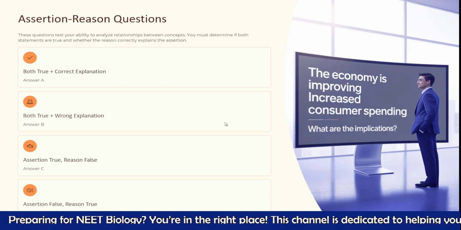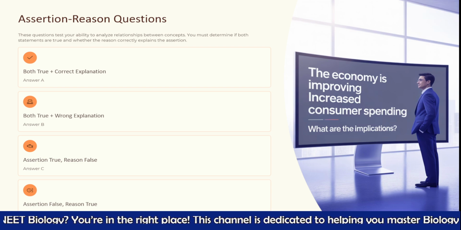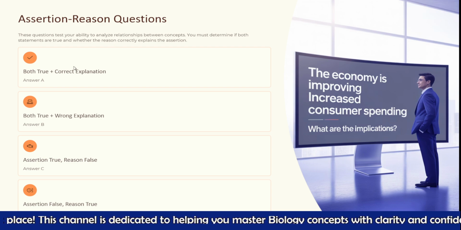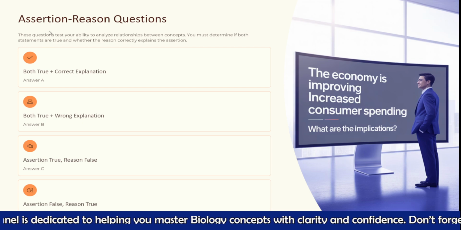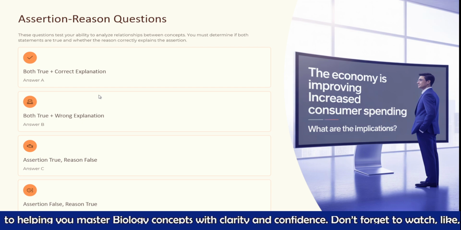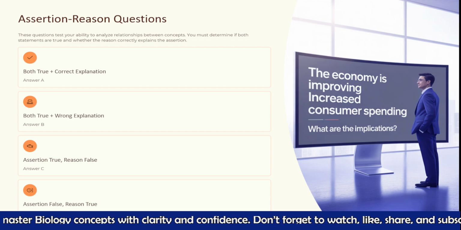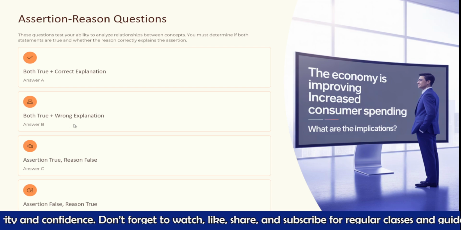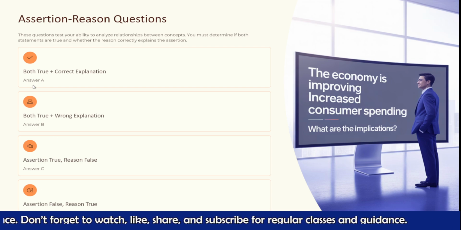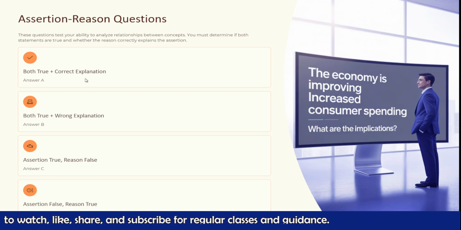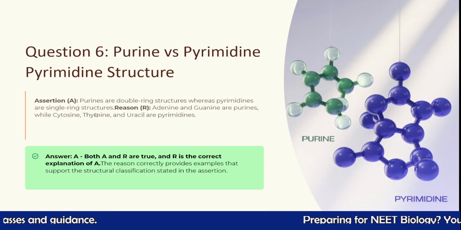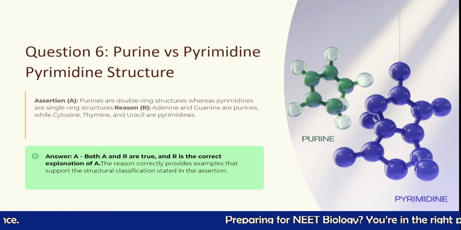Then next, very important competency based questions, mainly assertion reason. Nowadays CBSE and other boards have added more competency based questions, especially assertion reason questions. So you have to learn how to go about these questions. Options will be given like this: both assertion and reason are true and the reason is the correct explanation, or both are true but wrong explanation, or assertion is true, reason is false, like that different options will be given.